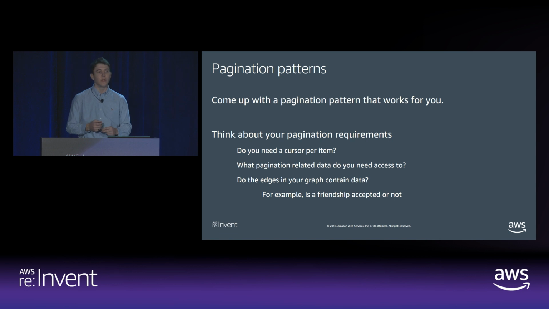Another thing to think about is, do you need forward and backwards pagination? That's another topic. And then the last is, do the edges in your graph contain data? The most common example, and one you probably have heard of, is if you have a social media application and you have friendships in them, you might have that isAccepted flag on the friendship itself. That friendship is really the edge between two user objects, and you can place information on that edge to build more powerful APIs. And we'll see how that looks.